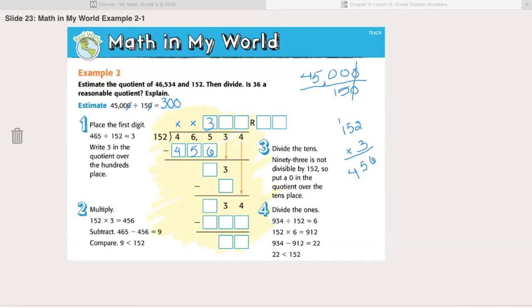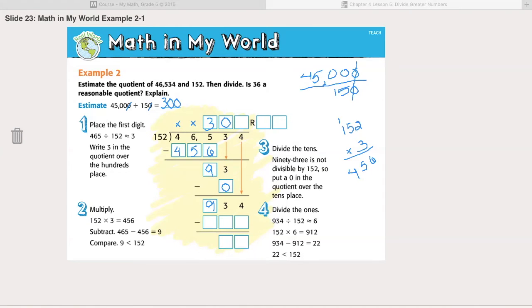When I subtract, I'll get 9. So 93. 152 cannot fit into 93. So it goes in 0 times. 0 times 152 is 0. When I subtract, I get 93 and then bring down that 4. So now how many times can 152 fit into 934? Okay, I'm going to kind of do this a simpler way.